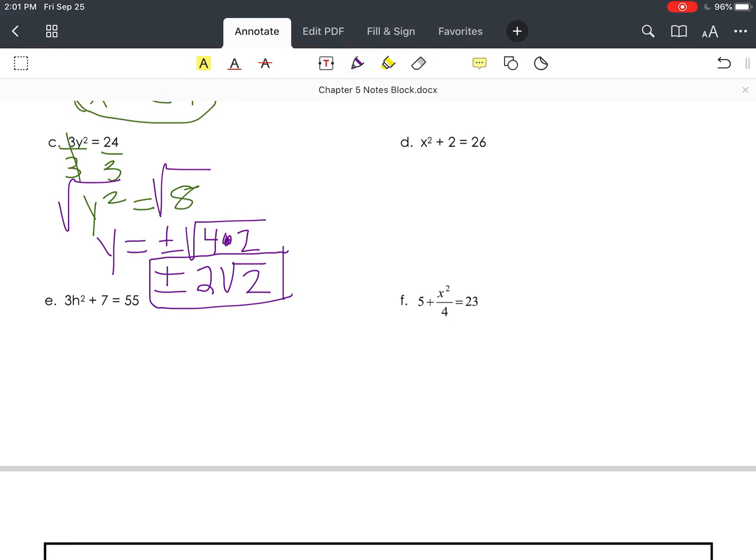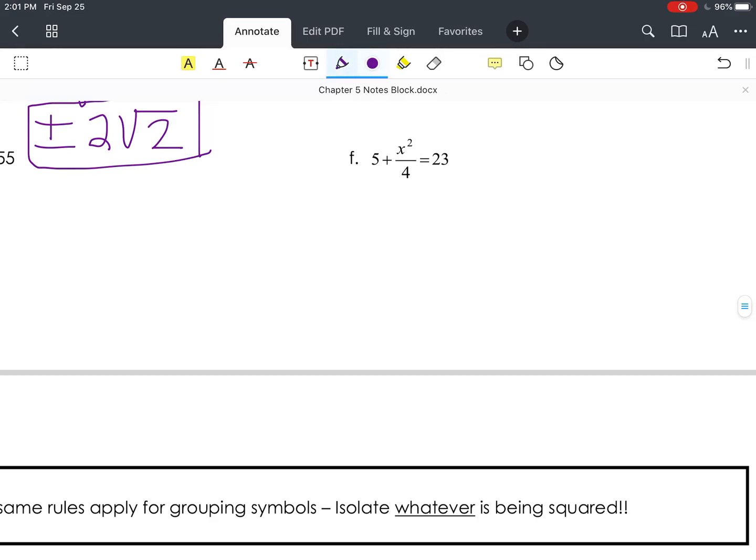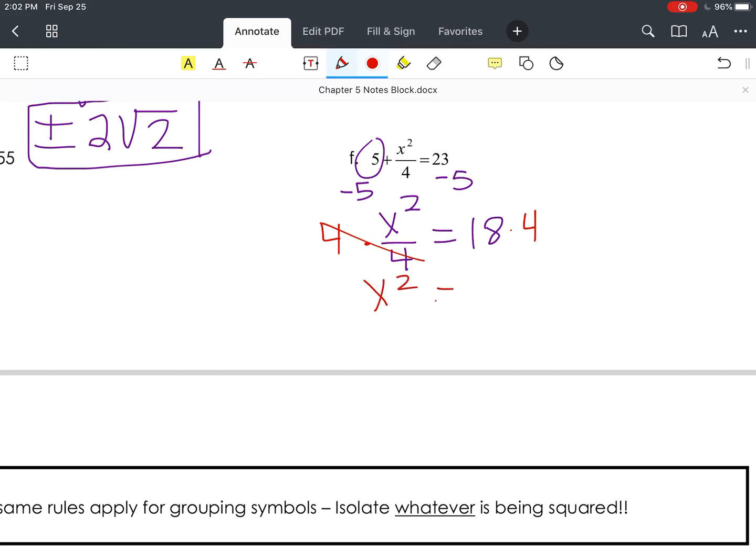Let's try letter F because I see a fraction there, and I know people tend to not like fractions. In letter F, to get x squared by itself, I'm going to get rid of this positive 5. It's positive, so to get rid of it, I can subtract, and I'll be left with x squared over 4 equals 18. Now, x squared is being divided by 4. The inverse of dividing by 4 is multiplying, so I can multiply both sides by 4. So I'm left with x squared equals 72.